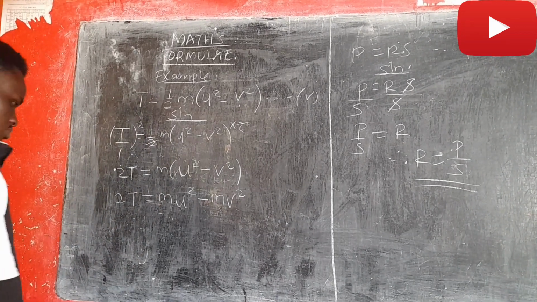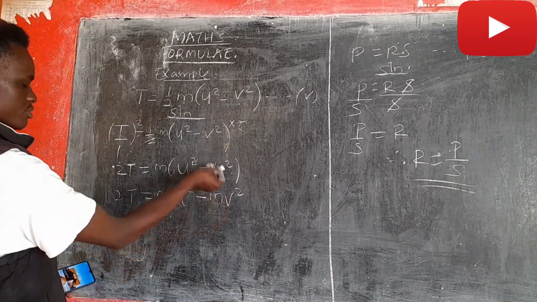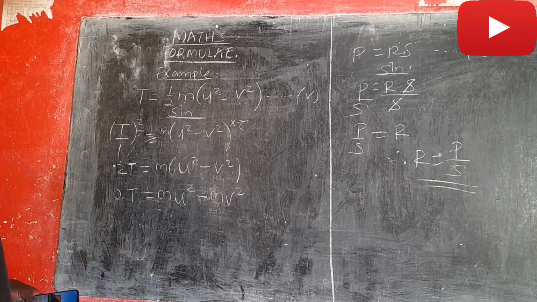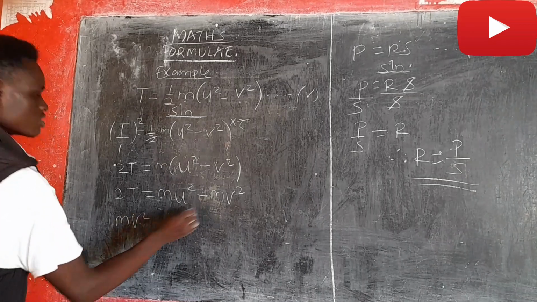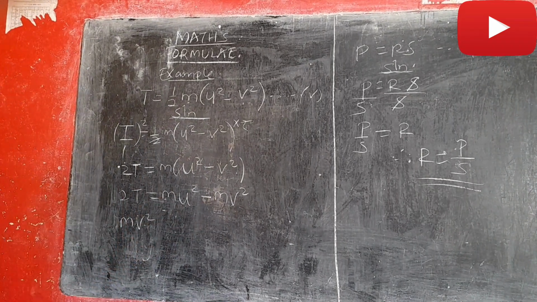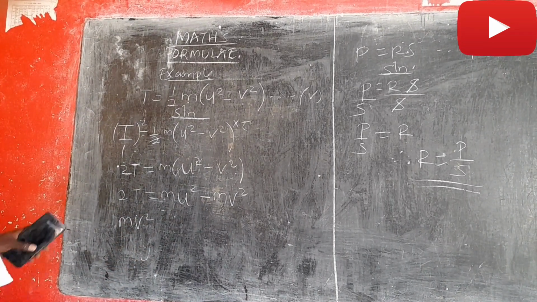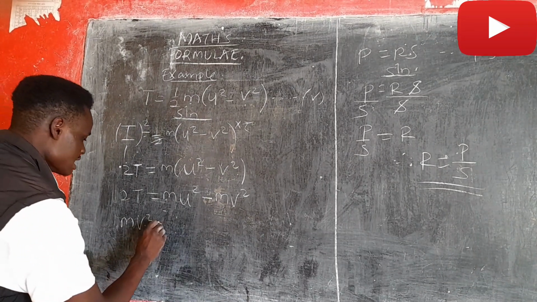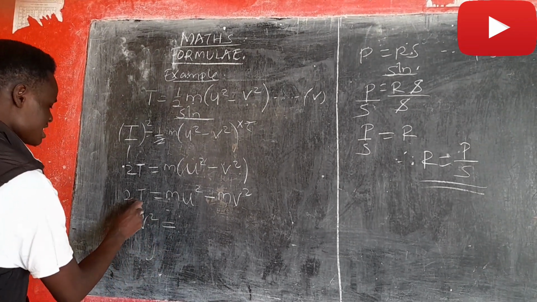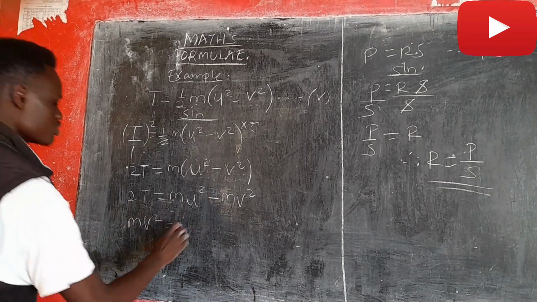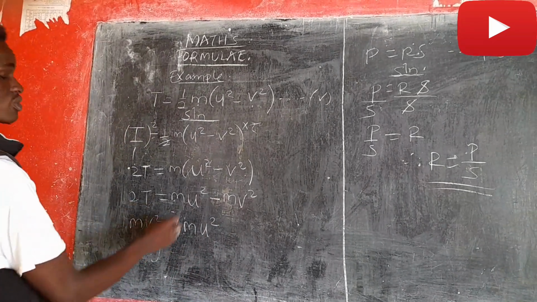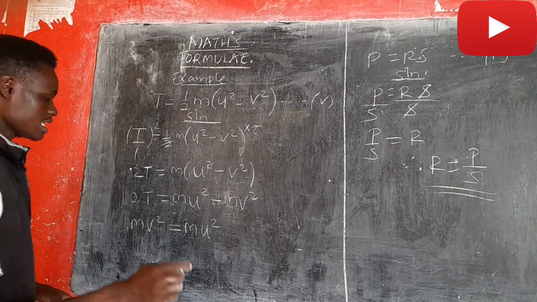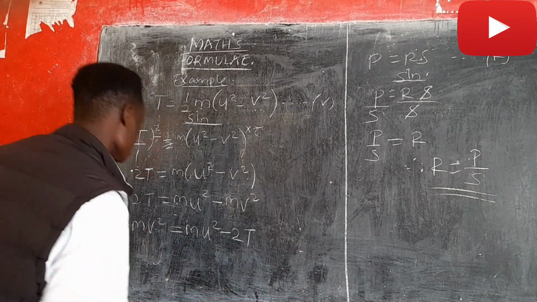So suppose we get back this mv squared to the other side. It will be mv squared, because it is a negative, when you cross the equal sign, it becomes what? A positive. So mv squared is equal, then 2t goes to the other side. So it will be mu squared, because it was a positive, when it goes across the equal sign, it becomes what? A negative, so minus 2t.